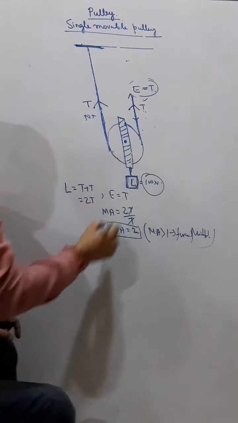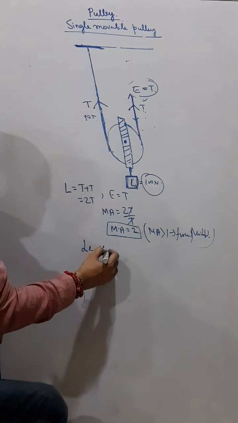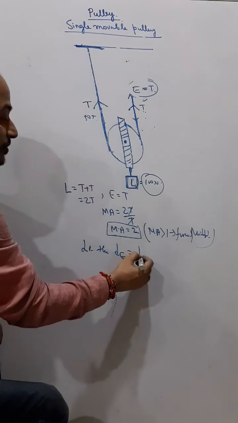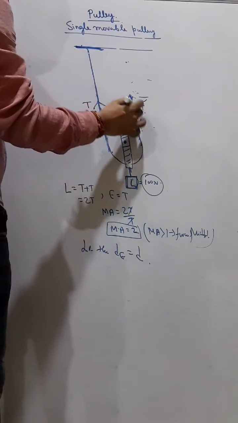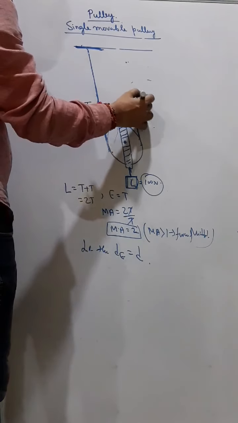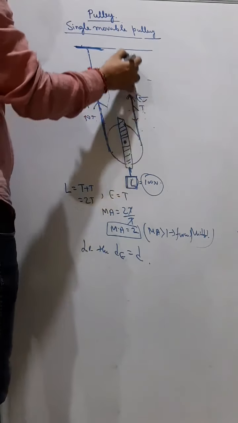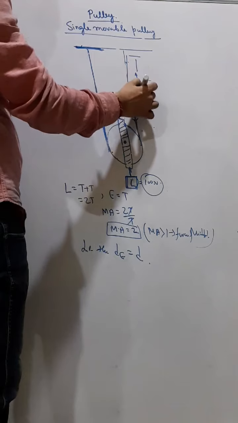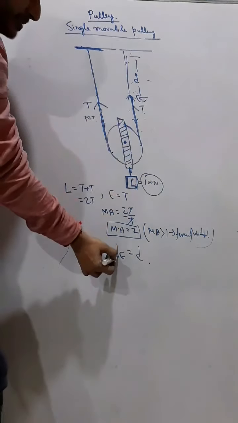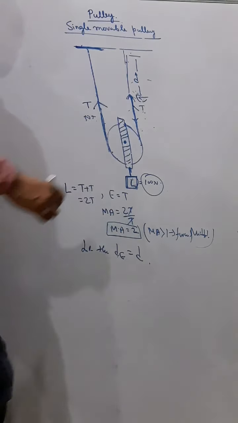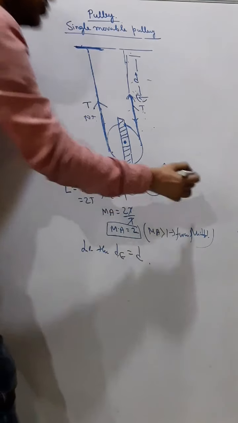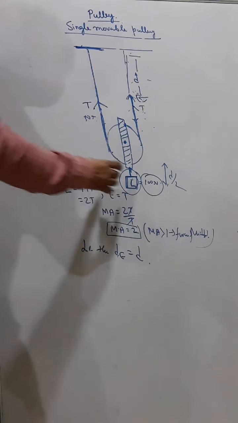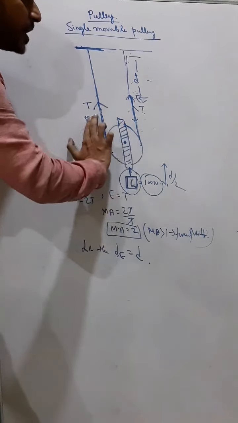Okay. Now let the displacement of the effort equal D. Now suppose as we are pulling this effort upward, it moves by D meter. If the displacement of the effort is D, then this load will actually move by D by 2, half of this. You know why?